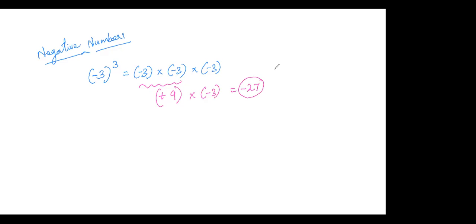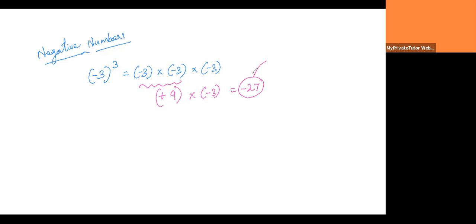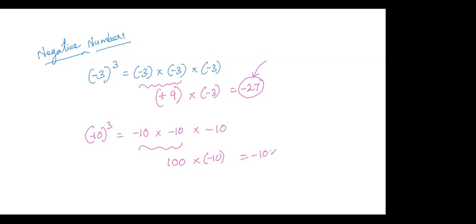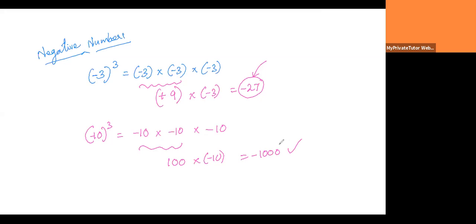So the result of a negative cube number is always negative, because we have 3 negatives. We'll always end up getting a negative answer. Do you want to try one more? Can we try minus 10 cube? Minus 10 times minus 10 times minus 10. Minus 10 times minus 10 is 100, plus 100 times minus 10 is minus 1000. Excellent. So we can find the cube of negative numbers.